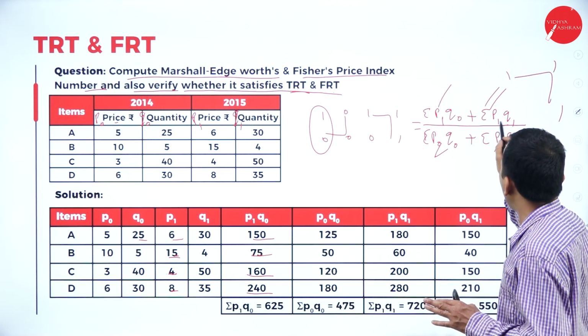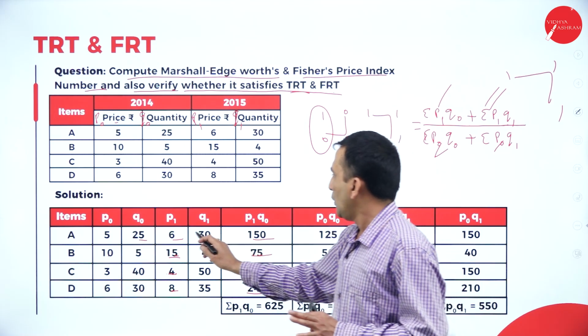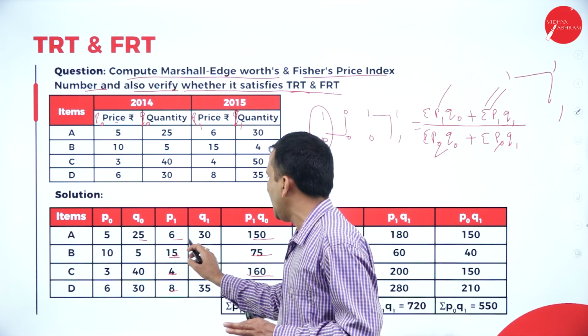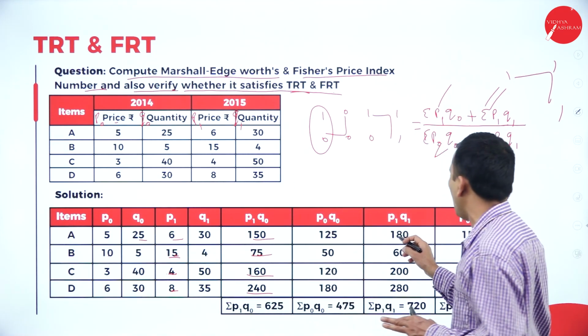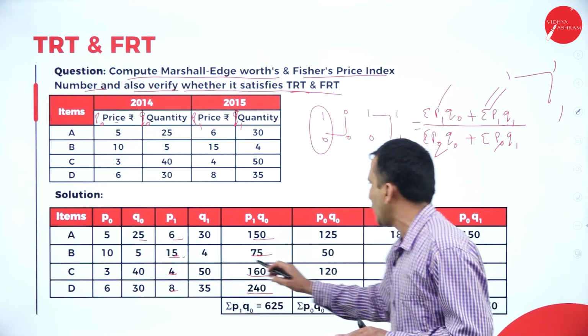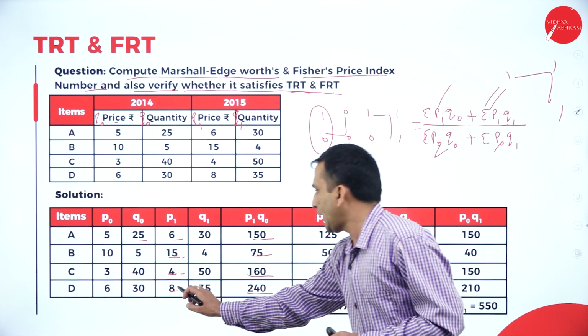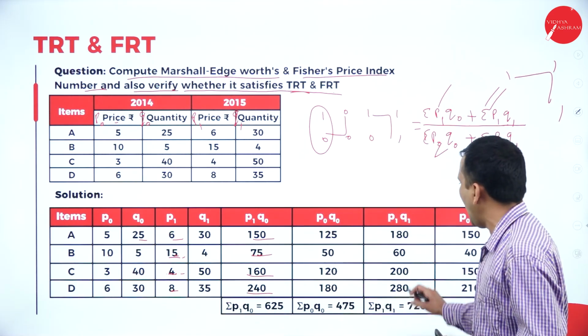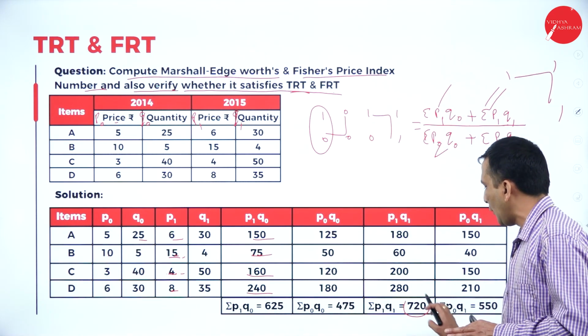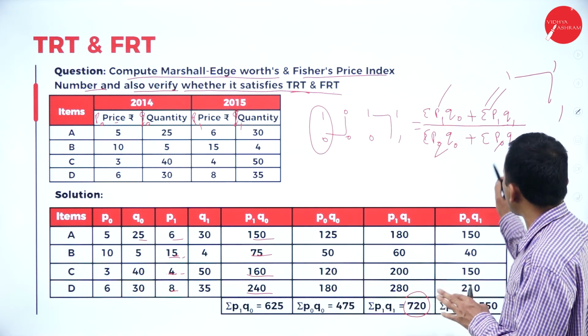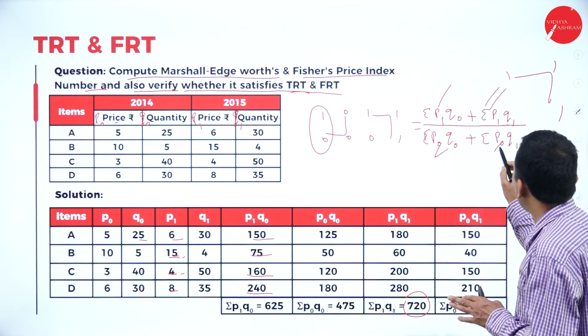sigma P1 Q1. P1 value 6, Q1 value 30, multiply 6 into 30, we are getting 180. Again 15 into 4, we are getting 60. 4 into 50, 200. Okay, next 8 into 35, 280. Take the total, we are getting 720. Okay, so once we are done, next pair we are trying to do P0 Q1.